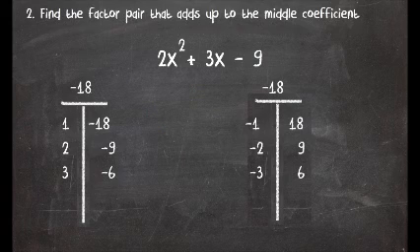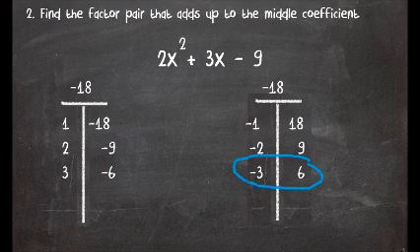The next step is to find the factor pair that adds up to the middle coefficient. In this example, the middle coefficient is 3. So let's look at the factors of negative 18 and find the factor pair that adds up to positive 3. Remember, the signs are important. Hopefully, you saw that negative 3 and positive 6 add up to give you positive 3.